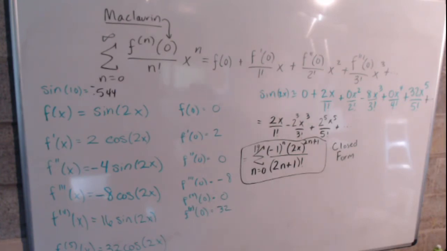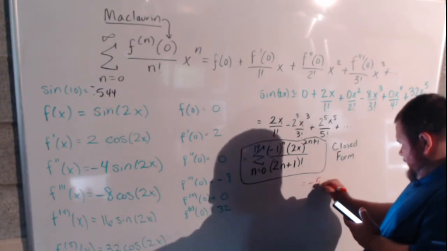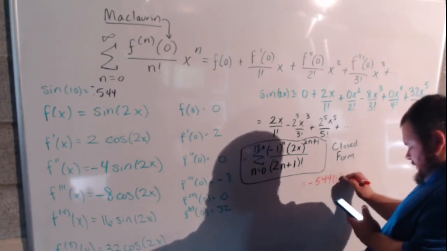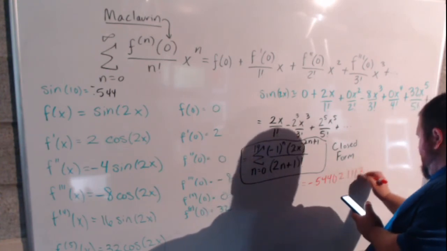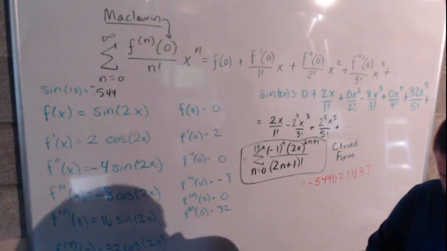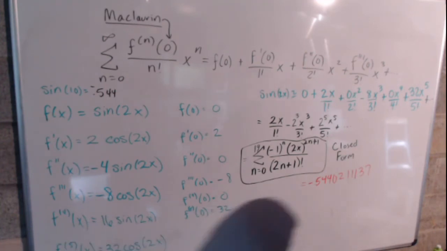So for the summation, you got 0.544, 0.21137, and let's just look. Oops. Let's look and see what sine of 10 is real quick, remembering to be in radian mode.